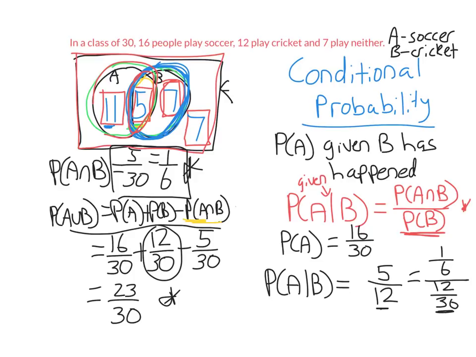All right, we're going to move on to our next topic, which is multiple events. When I'm talking about multiple events, I'm talking about events that happen in stages. So you might toss a coin twice, or you might roll a die twice, or you might roll one die and toss one coin. All of those are events that happen in stages. You do one thing, and there are some outcomes. Then you do another thing, and there are some outcomes.